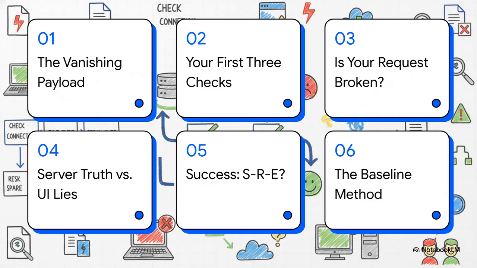So here's our game plan, our roadmap for this investigation. First, we'll define the problem. Then, we'll run through a super quick triage. We'll inspect the request itself, learn how to tell the difference between server truth and UI lies, figure out what success actually looks like, and then we'll finish with the one method that will save you from ever wanting to throw your computer out the window again.